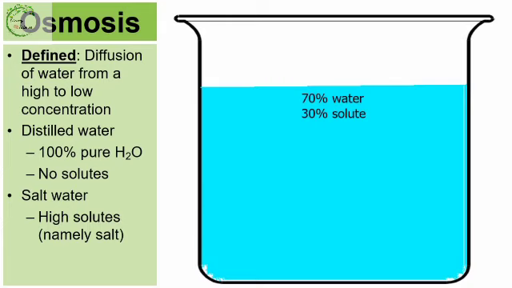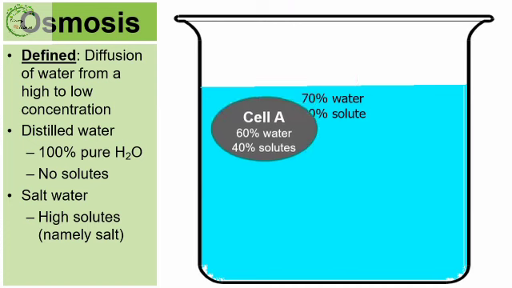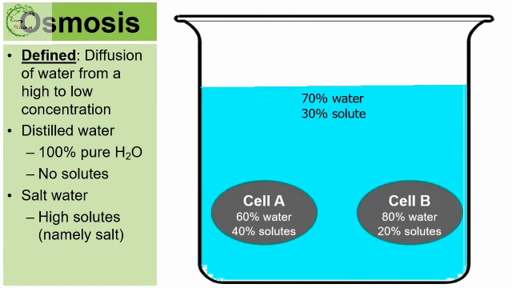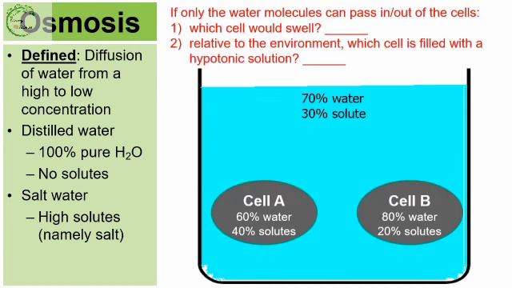Now here's some practice. Here's a beaker filled with 70% water, 30% solute. If we put 2 cells in the water, I want you to try to answer these questions right here. Pause the video. I'm going to go over the answers in 3, 2, 1.